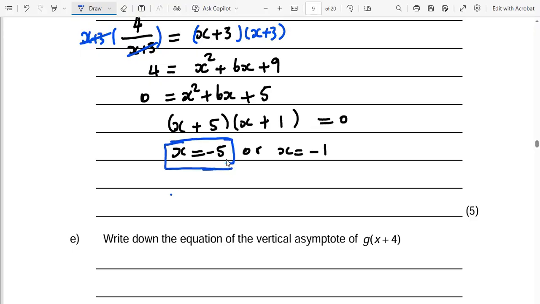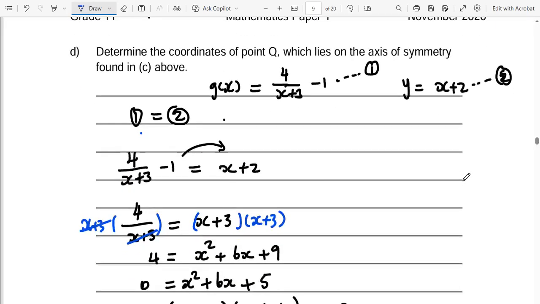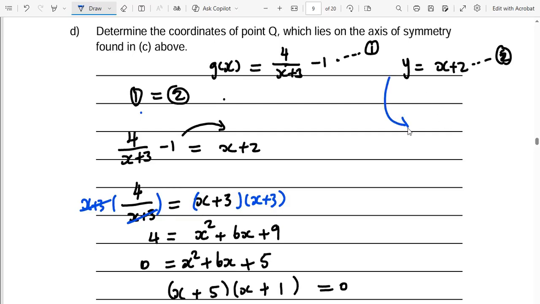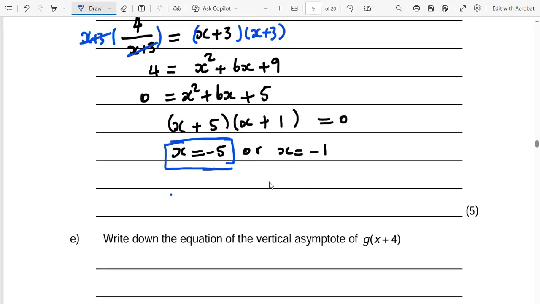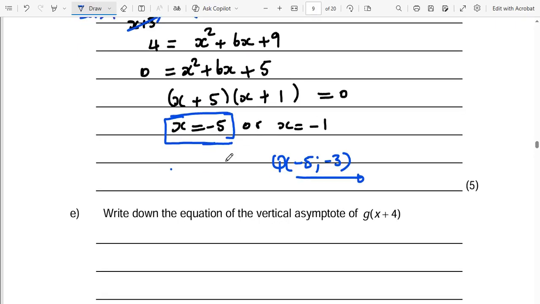So since we have the x value of q, we need to find the corresponding y value. How can we do that? We can use one of these equations. I can choose the easiest one, which is this one. y is equal to, where there's x, we put minus 5 plus 2, therefore y will be minus 3. So the value of q will be minus 5 and minus 3. Easy. That's it.